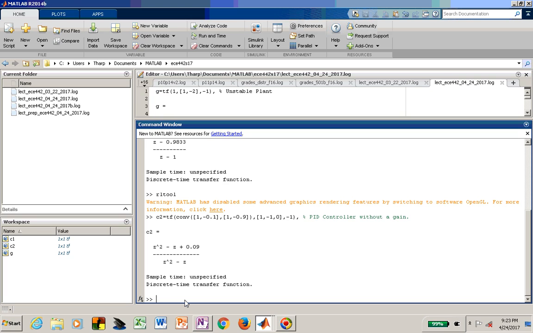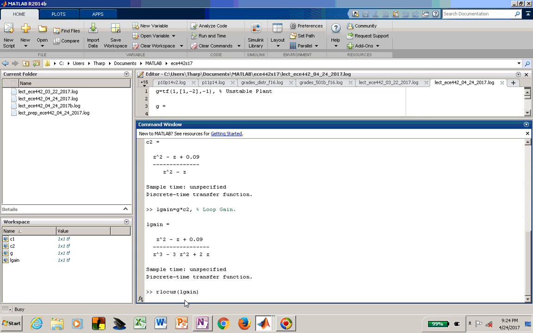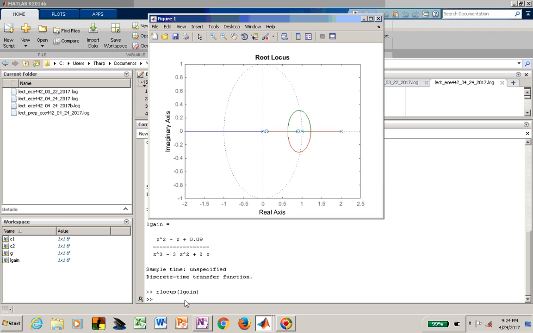Let's go ahead and create the loop gain consisting of the original system G and this now PID controller. Here is our loop gain. And this is actually what we want to examine the root locus for. So I could now sketch the root locus for C times G. And that looks consistent with what we would expect.